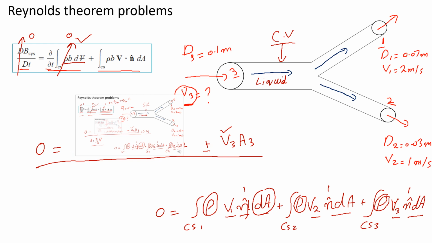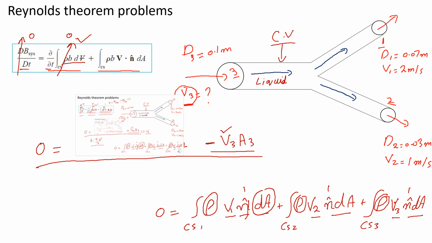This is the fluid going inside the system, so the negative sign will be put here. These two will be positive because they are going out of the system. So this is my control surface in which the fluid is going inside, and this is how I will put my negative sign here. So this is my final equation, and we have one unknown, that is v3, and one equation.